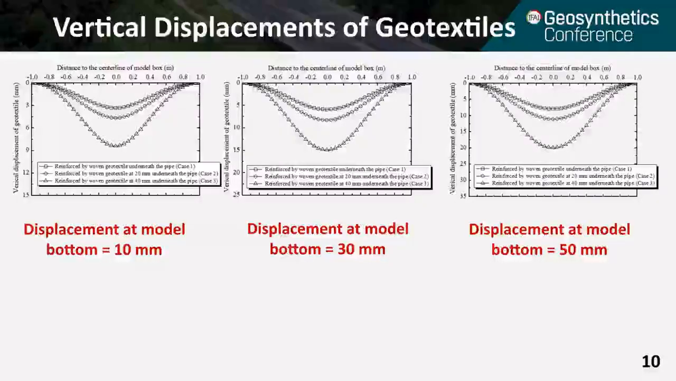Okay, so the reason for that is, when the settlement propagates from the bottom to the pipe, and when the settlement reaches the geotextiles, the geotextile can spread the settlement to two sides, and then use the tensile force in the geotextile to reduce the settlement.